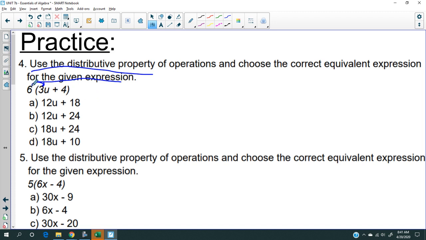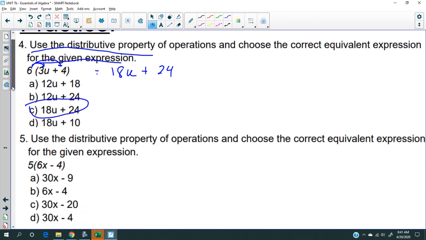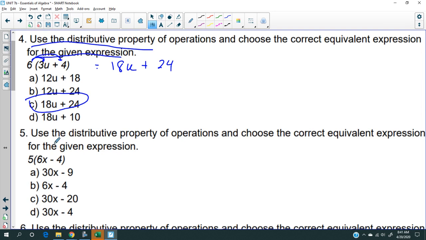So here we got 6 times 3u. That's 18u, plus 6 times 4 is 24. So which one of these is the 18u? Yep, there you go, choice C. If you did 5 already, we'll go over it. If you haven't done 5, press pause and do it now.